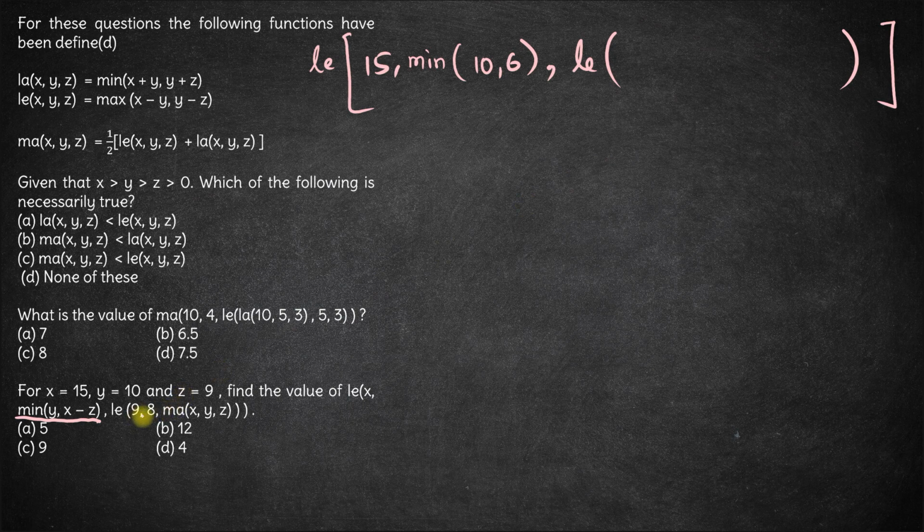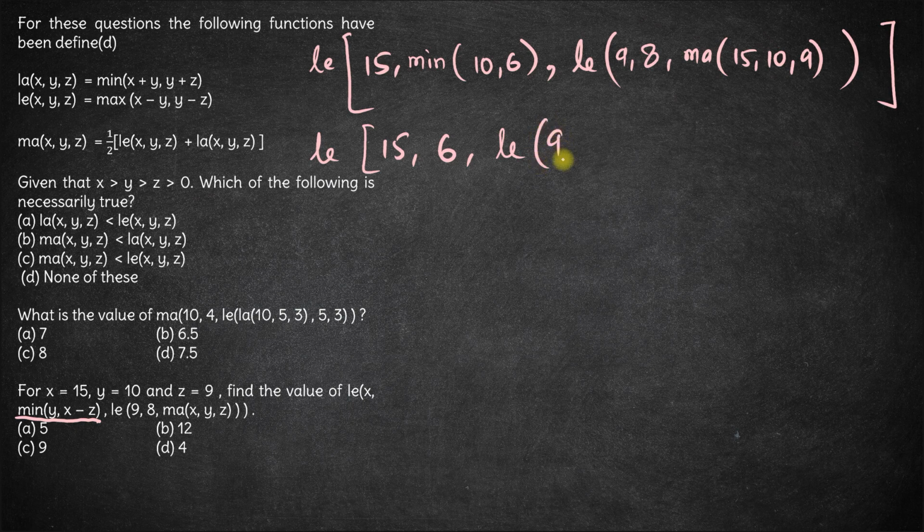Now what is LE? LE again has three terms here, 9 comma 8 comma MA of XYZ. XYZ are 15, 10 and 9. Okay, so this is MA. So let's simplify this. So we have LE of 15 comma, the second term is the minimum of 10 and 6. The minimum of 10 and 6 is 6, comma LE of 9, 8 and MA 15, 10 and 9.